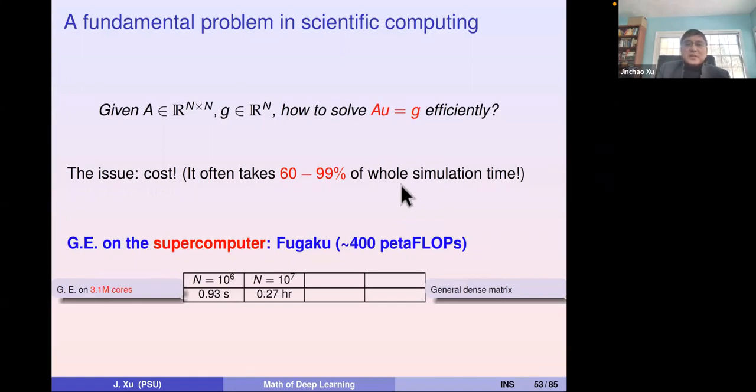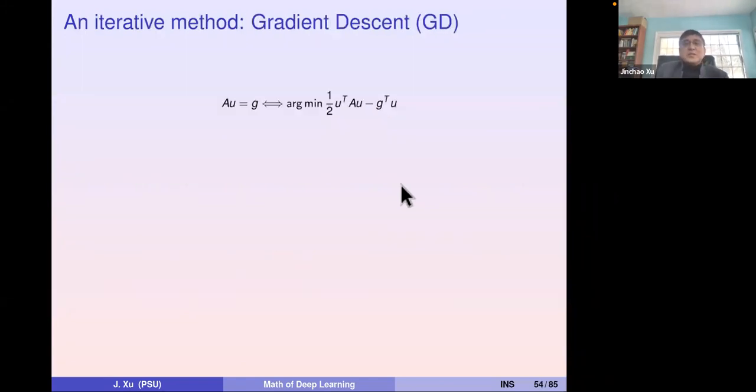10 million, you get half an hour, 100 million, 11 days. If you say 1 billion, you take 30 years. It takes forever. So solving the system equation is not easy.